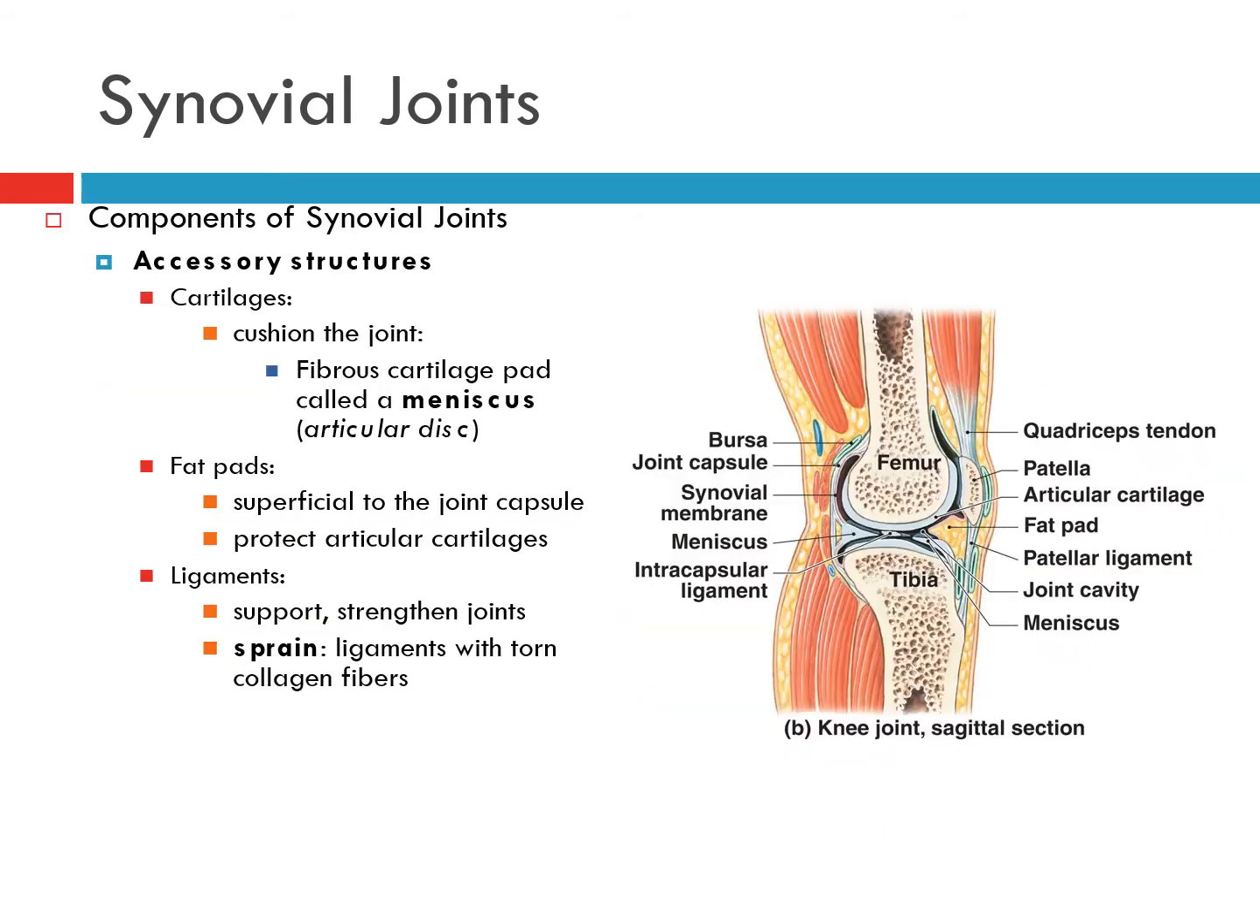We have some accessory structures as well. So we have fibrous cartilage pads in some joints, which is the meniscus. So we have a meniscus in our knee. We have a fibrocartilaginous pad in our wrist. We'll learn more about specific joints in a little bit.